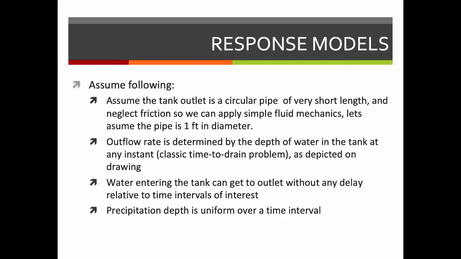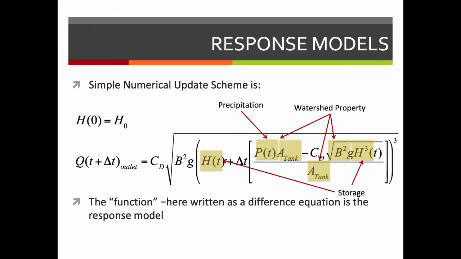Furthermore, we assume the water getting into the tank can get to the outlet without any delay in relative time. So presumably water can come in and get out in the same time interval, and there's no delay, which becomes more and more absurd as the tank gets longer and longer. As those travel distances get big, it's hard to convince ourselves that water can get out in the amount of time of a single time interval. And the precipitation depth is uniform over a time interval, and it's uniform over the tank. Okay, so there's our setup.